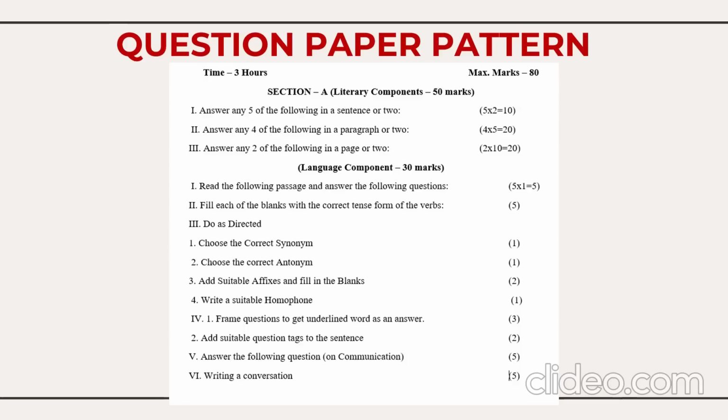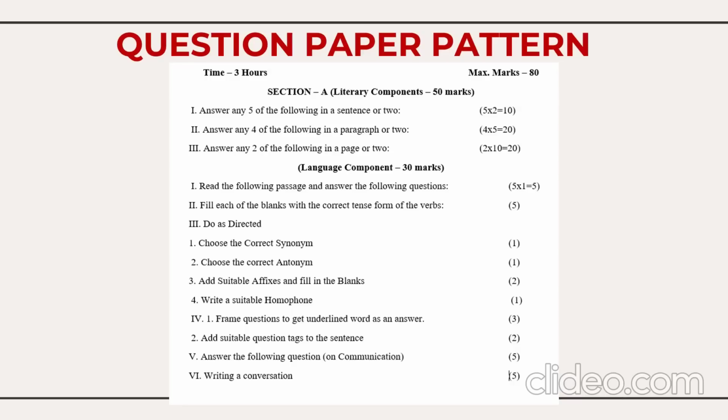30 marks, you have here grammar: comprehension passage 5 marks, tenses 5 marks, synonym 1 mark, antonym 1 mark, prefix and suffix 2 marks, homophones 1 mark, then framing the questions to get the underlined word as an answer 3 marks, question tags 2 marks, and questions on the verbal and the non-verbal communication skills 5 marks, and another question, writing a dialogue or writing a conversation, 5 marks.